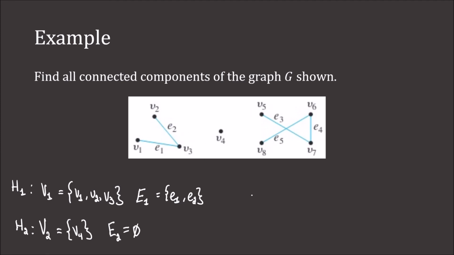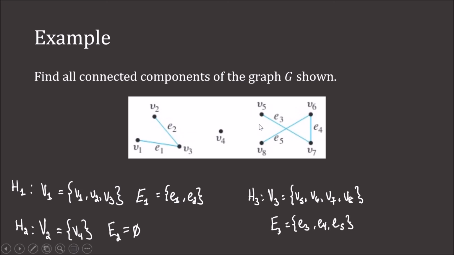Then finally we have H3, which can be described as the set of vertices V5, V6, V7, and V8, and the set of edges E3, E4, and E5. So that is this component right here. And that will conclude our video on graphs.